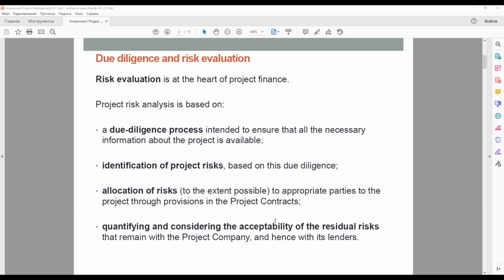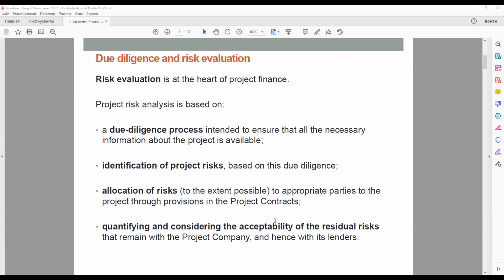Risk evaluation is at the heart of project finance. Project risk analysis is based on a due diligence process to ensure that all the necessary information about the project is available, identification of project risks based on this due diligence, allocation of risks to appropriate parties of the project through provisions in the project contracts, and quantifying and considering the acceptability of the residual risks that remain with the project company and hence with its lenders.